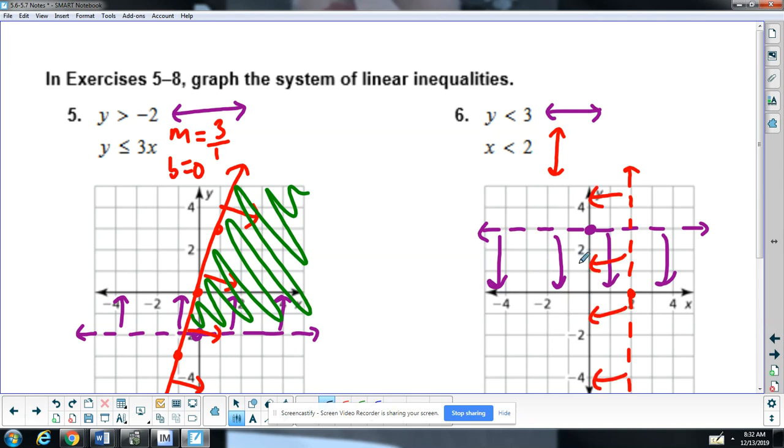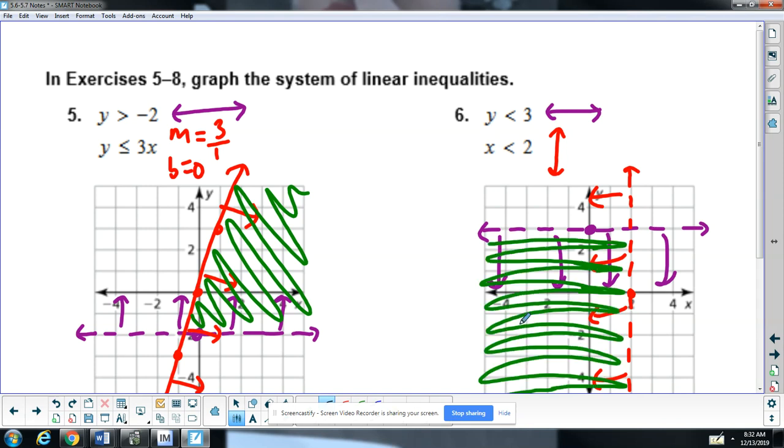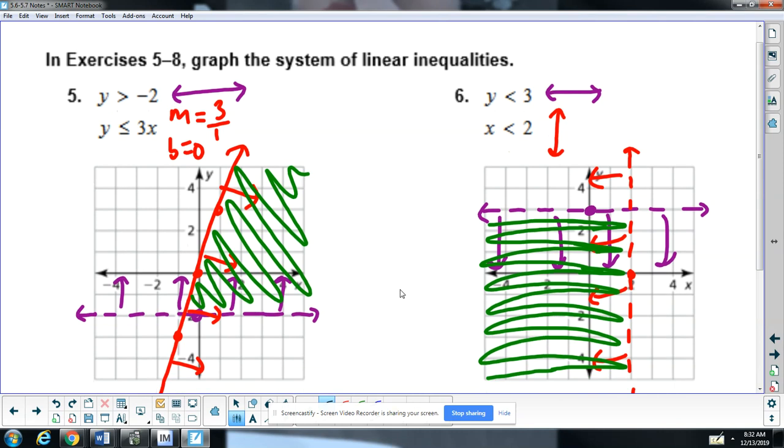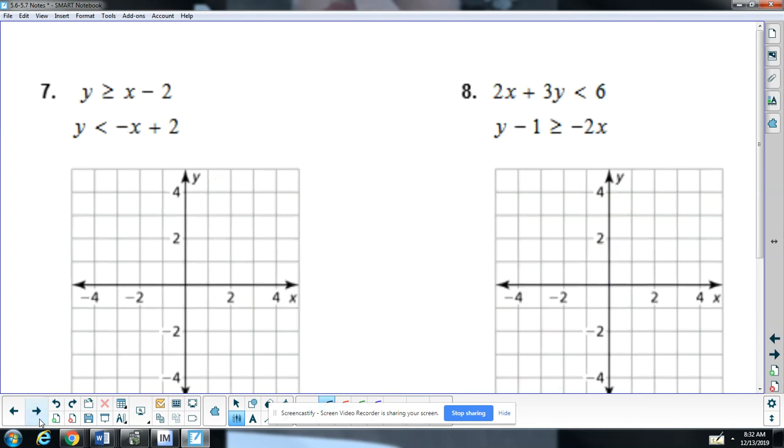And again, I can see my red arrows and my purple arrows are all pointing to this bottom left section of the graph. So this is where I would shade. So my solutions would be anything in that green shaded area. Okay, 7 and 8, I want you guys to see if you can try these on your own. So pause the video and try it out.